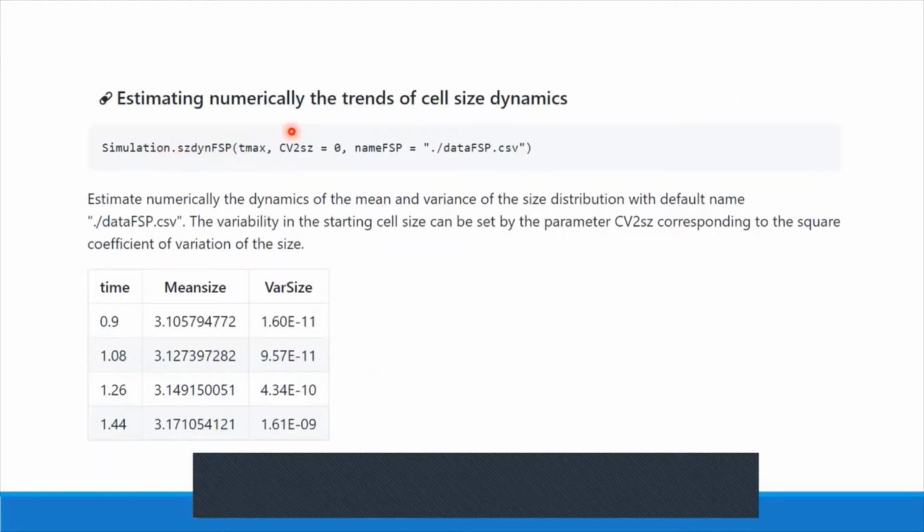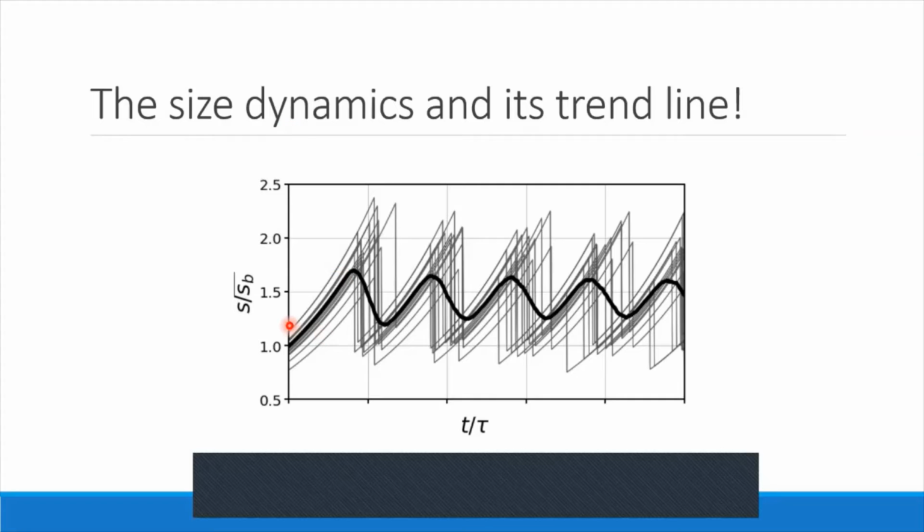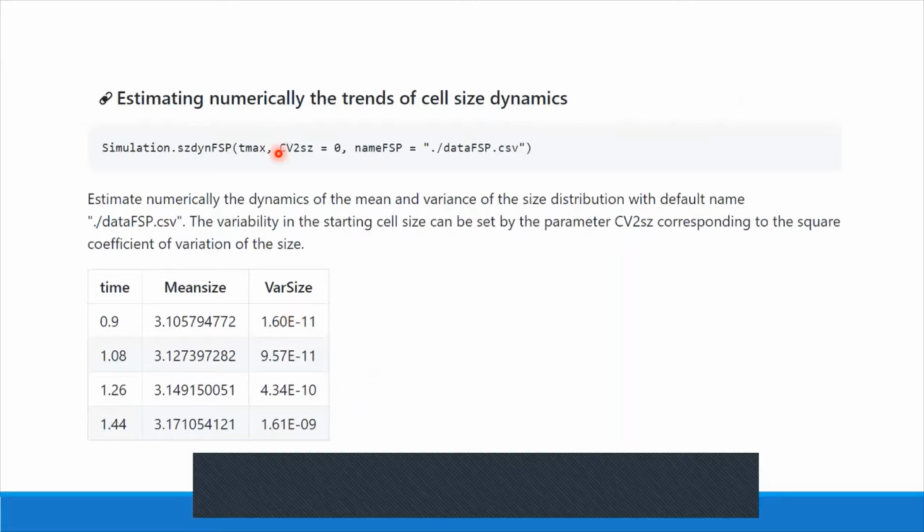CV square of the size if you start this dynamics from a given distribution of a starting size with this CV squared. By default, this value is 0. And finally, the name FSP is going to be the file where you save the data. The data looks like this. The time in one column, the mean size, and the variance of the size.